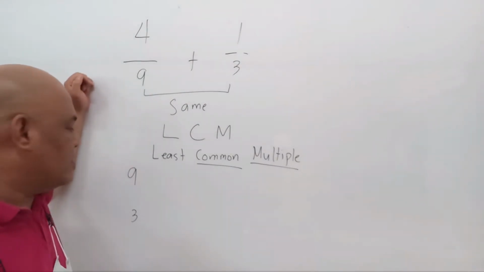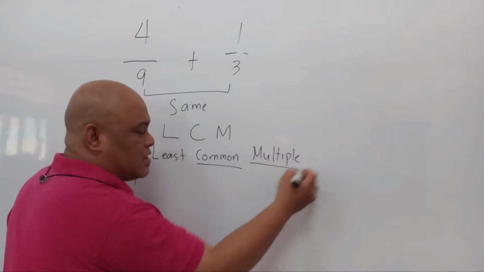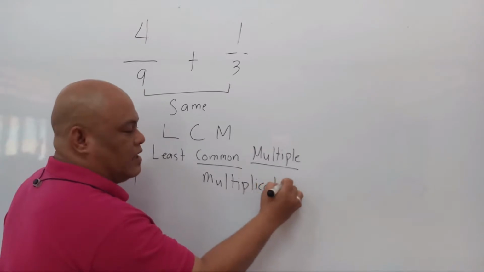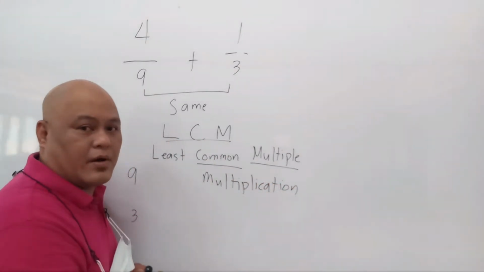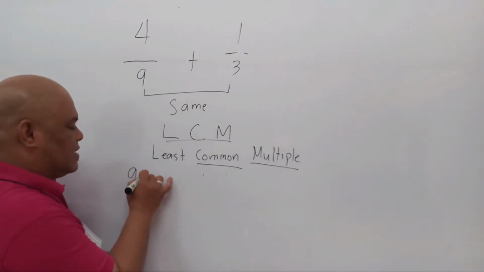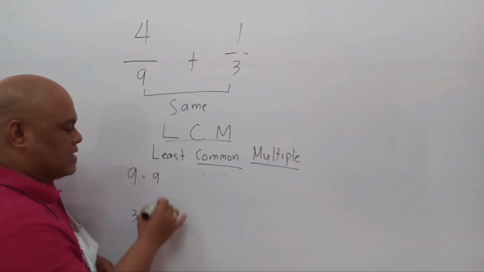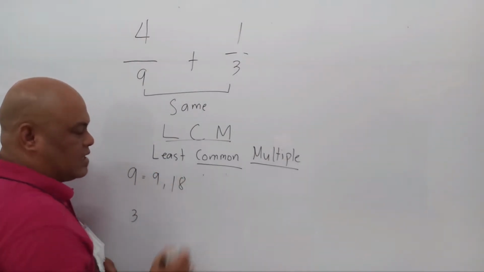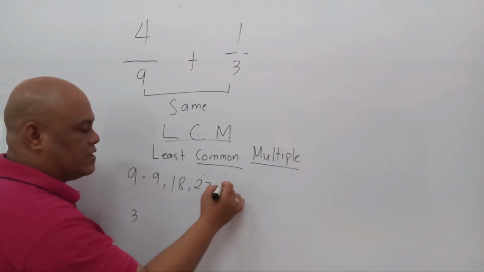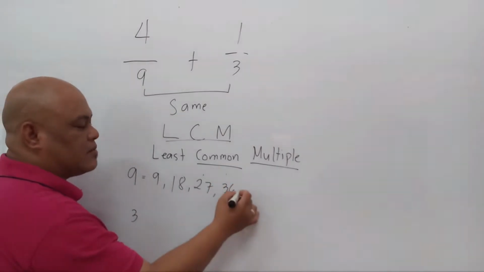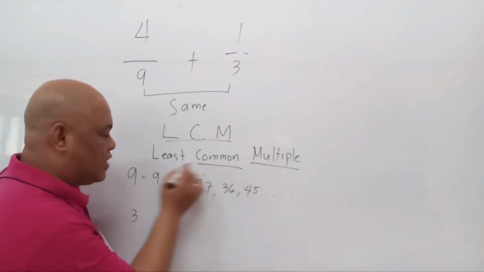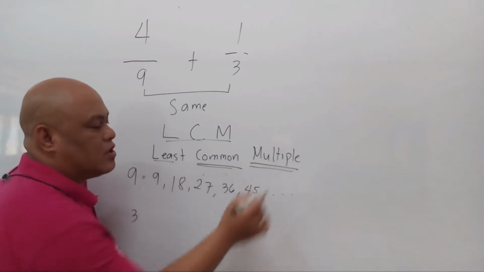And then, as I said, we will use multiplication to get the LCM. So, let's do this. 9 times 1 is 9. 9 times 2 is 18. 9 times 3 is 27. 9 times 4 is 36. 9 times 5 is 45. So on and so forth, until you get the least common multiple.